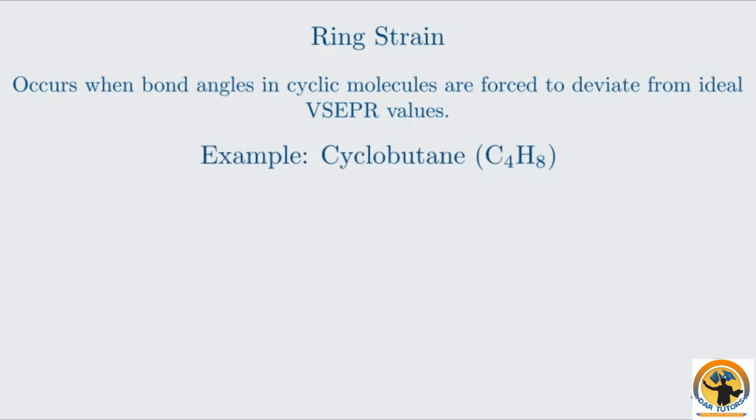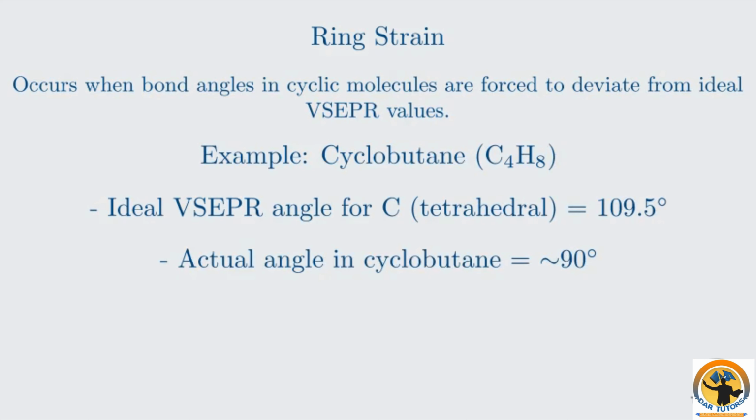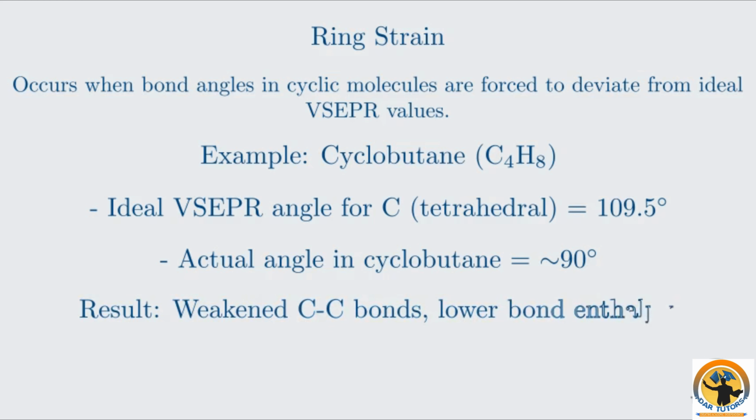For example, VSEPR predicts a tetrahedral carbon atom should have bond angles around 109.5 degrees. In cyclobutane, the bond angles are forced to be close to 90 degrees. This deviation from the ideal angle weakens the carbon-carbon sigma bonds because the atomic orbitals cannot overlap as effectively. A weakened bond means less energy is required to break it.